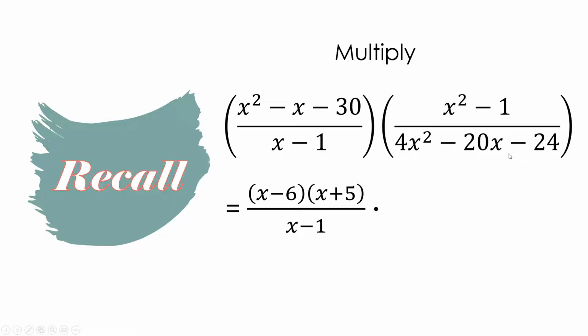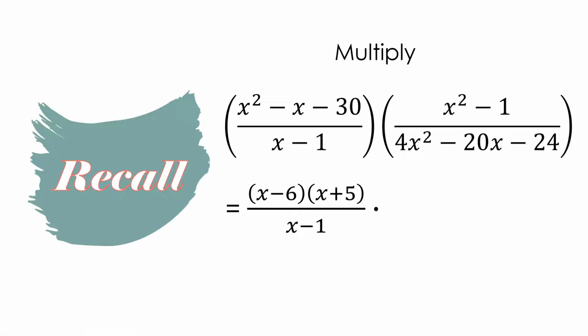Yes, there is a common factor, which is 4. So negative 20 divided by 4 is negative 5, and negative 24 divided by 4, the answer is negative 6. So 4 is a common factor. So what remains is x squared minus 5x minus 6.